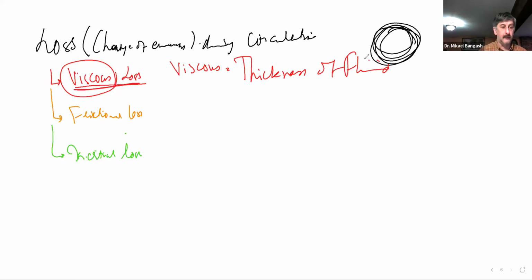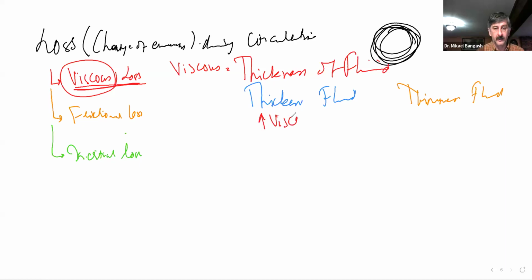Say I have a fluid which is thicker, and I may have a fluid which is thinner. This thicker fluid is going to be referred to as having a greater viscosity, compared to the fluid which is thinner, which is going to have a lesser viscosity. Clear? Did that make sense?